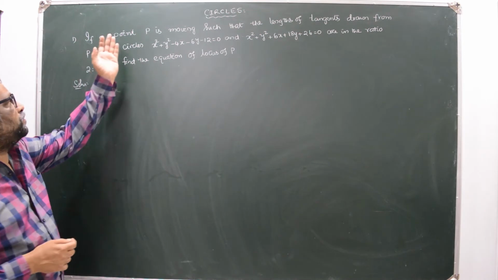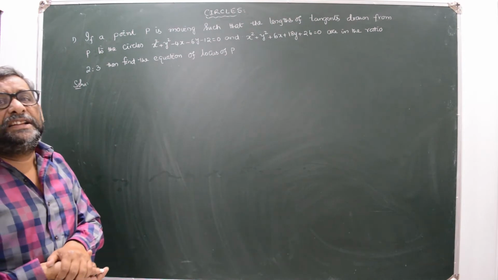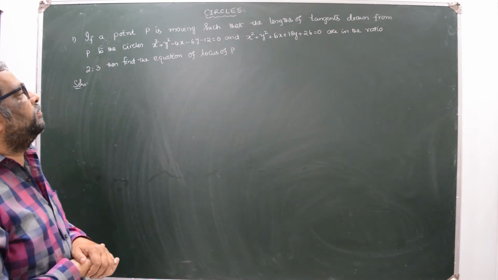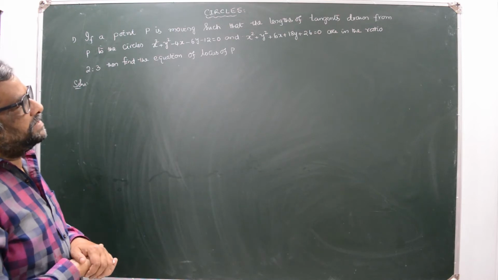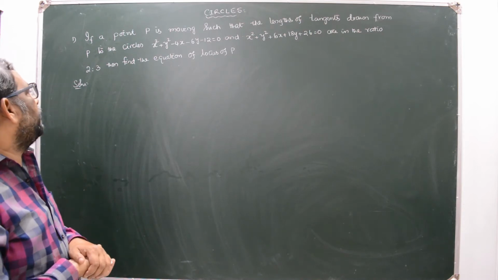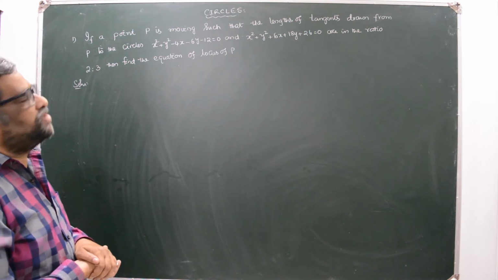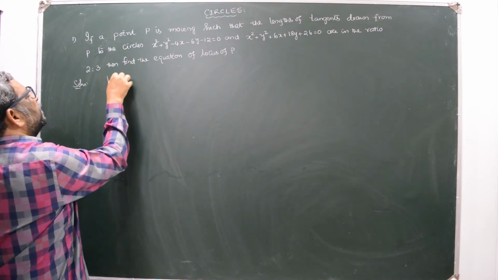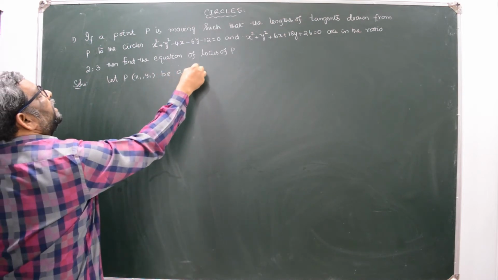So my first question is, if a point P is moving such that the lengths of tangents drawn from P to the circles x square plus y square minus 4x minus 6y minus 12 equal 0 and x square plus y square plus 6x plus 18y plus 26 equal 0 are in the ratio 2:3, then find the equation of locus of P. Now the solution, let P(x1, y1) be a point on the locus.